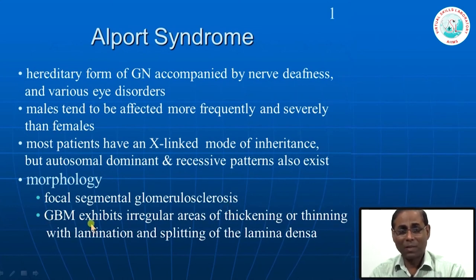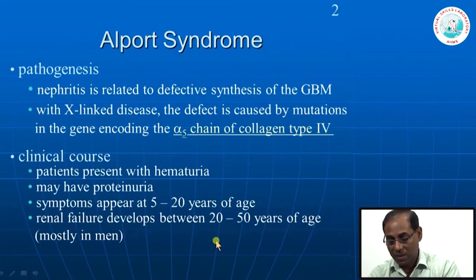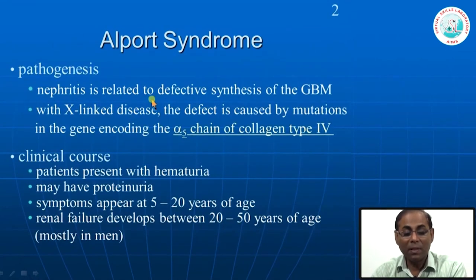Many times they can also present with a mild mesangial cellularity, increase in cellularity, or even like a minimal change disease. Now, GBM exhibit irregular areas of thickening and thinning with lamellation and splitting of the lamina densa. So, there is no immune complex deposit in this condition. Pathogenesis, nephritis related defective synthesis of the glomerular basement membrane. There is abnormality in the alpha 5 chain of collagen type 4.